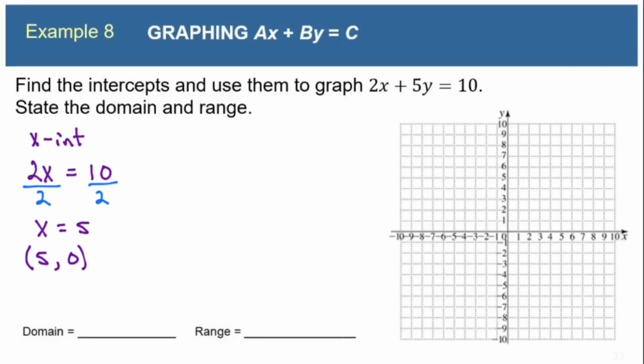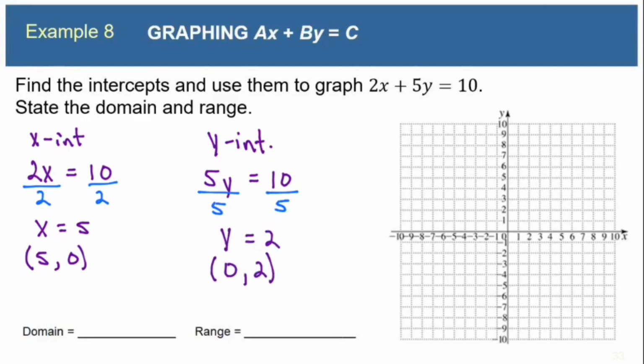All right, now to find the y-intercept, we'll plug in 0 for x. So that means this x term is going to disappear. And for the y-intercept, then we'll have 5y equals 10, divide both sides by 5, and y equals 2. So the y-intercept is (0, 2).